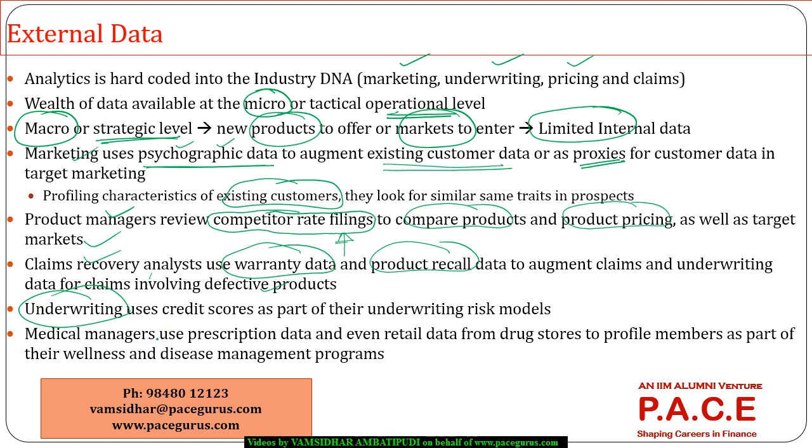Now, when it comes to the underwriting department, they use the creditworthiness of the customer, the capability of the customer to pay premiums on time. So even that kind of data that they get from outside, especially the credit scoring agencies, regarding the creditworthiness of the customer, they gather the data so that they can take an informed decision on whether this customer be granted a policy or not.